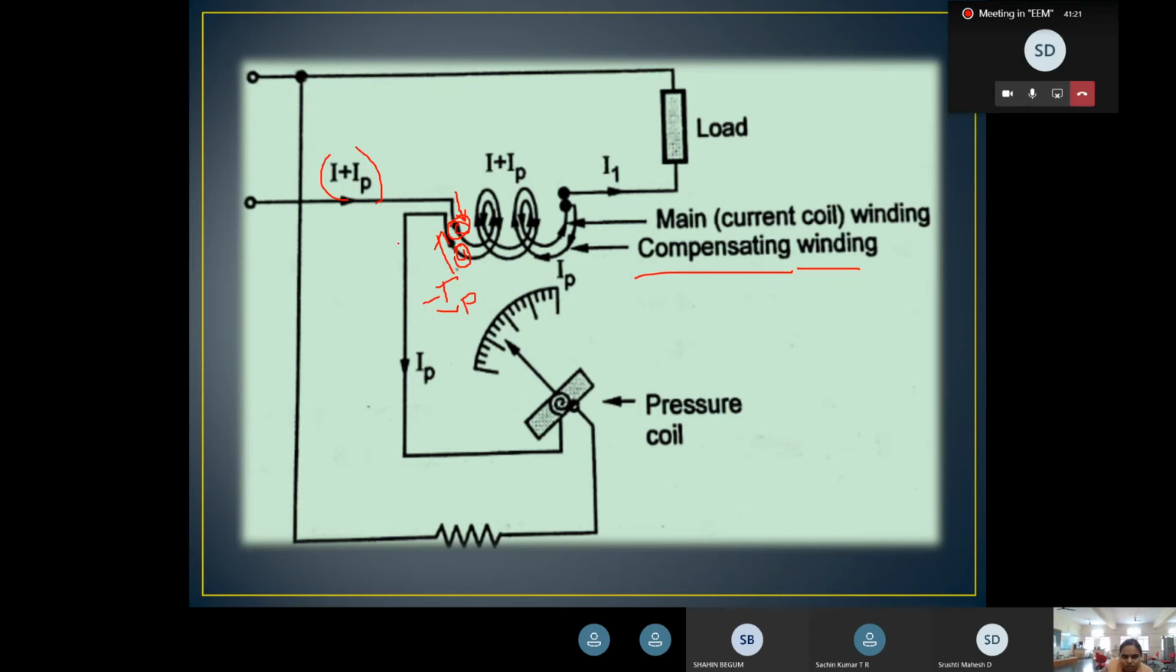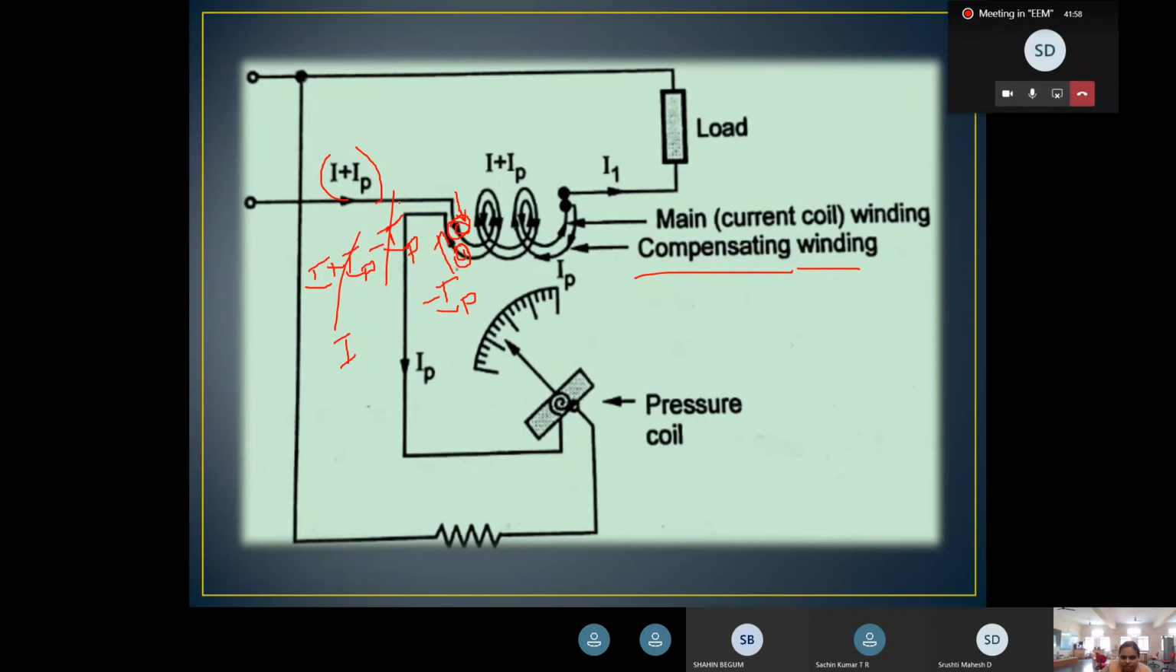If I add both, what will I get? I plus IP, and adding minus IP, we are going for the magnetic field, not adding currents as in your ECA subject. Because here it is I plus IP and the other is in opposite, minus IP, these two will cancel, and I will get I only.